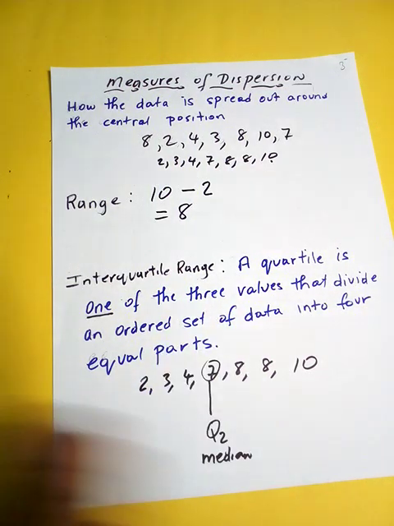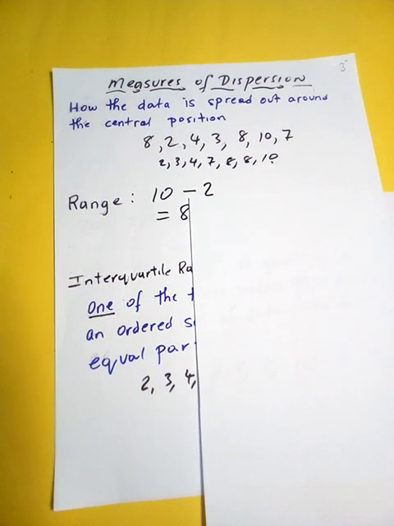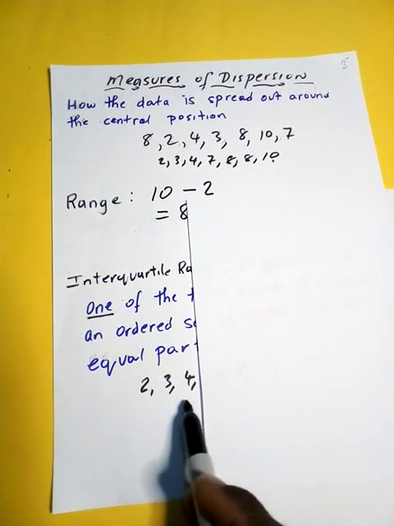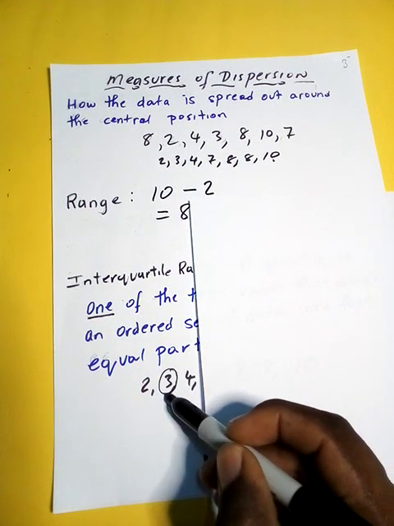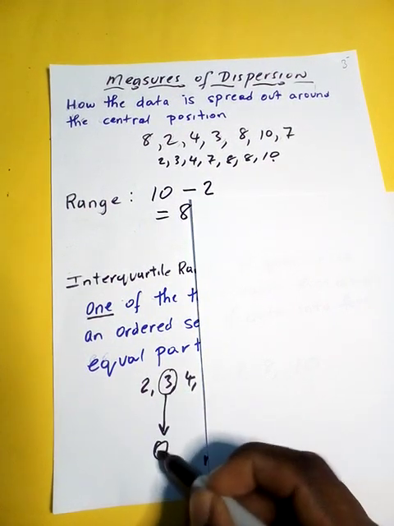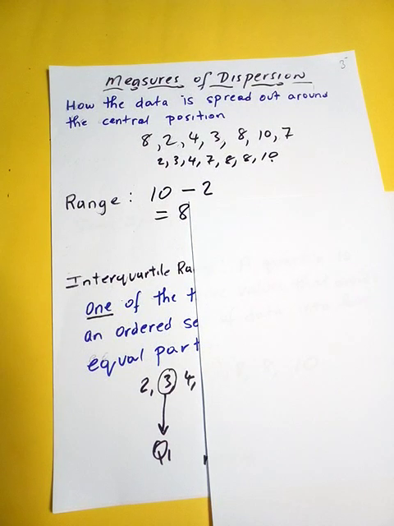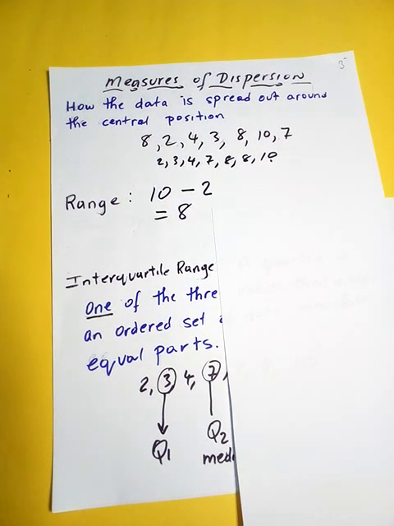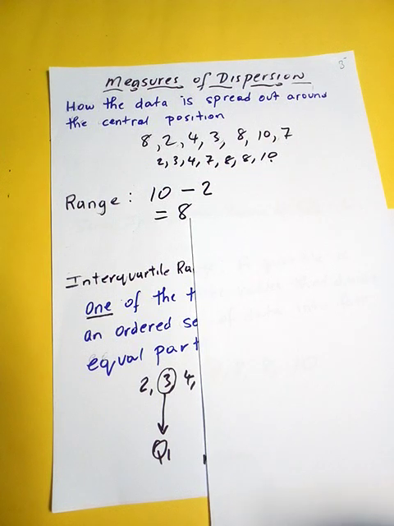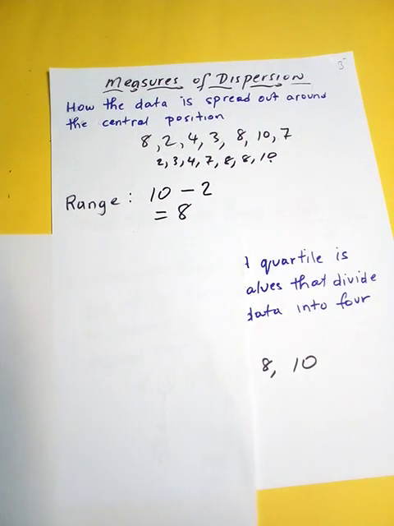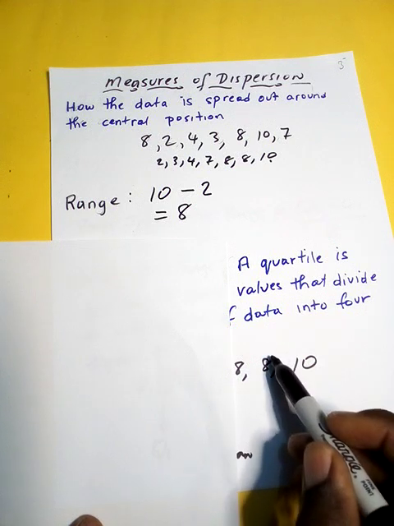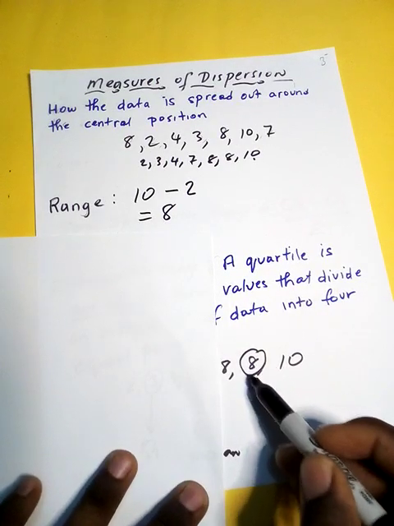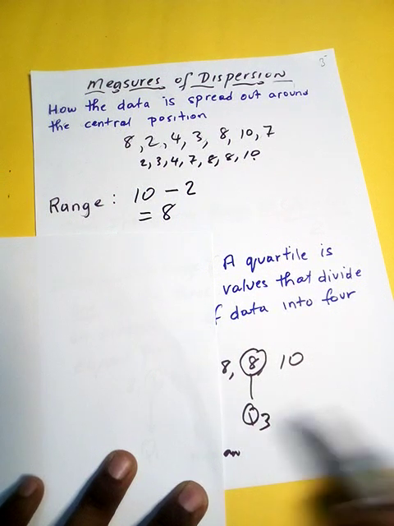Now, we need to find Q1, quartile 1, and quartile 3. So we find the middle of the entire data. Then we need to find the middle of the lower quartile. Which number is in the middle of the lower quarter? 3 is in the middle, and we call this Q1. So first we find Q2, the median in the middle. Then we find the middle of the lower quartile, and then the middle of the upper quartile. Which of the values here is in the middle? This value here, and this is called Q3, quartile 3.